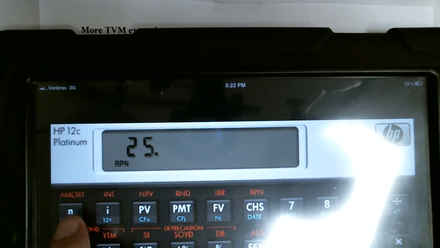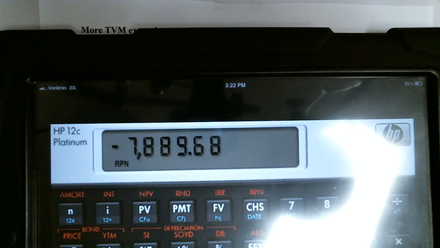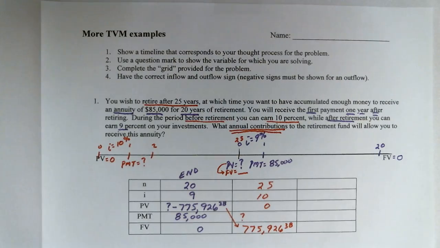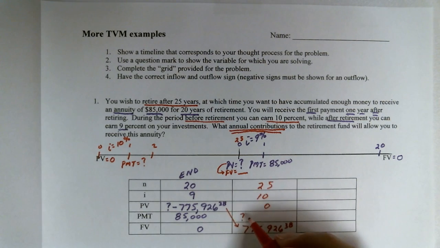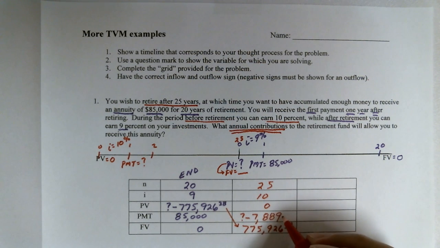25 for my N, 10 for the I, 0 for the present value, and now enter the PMT, and just like that, in fact, I didn't even blink, there it is, the answer, negative 7889.68. I have to enter that as a negative because that indicates a cash outflow.